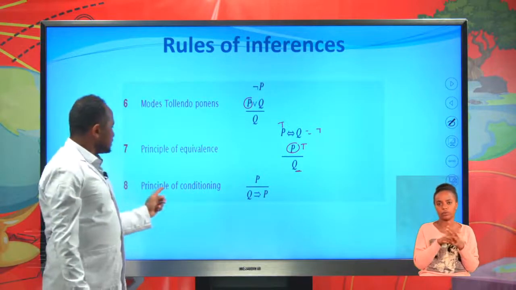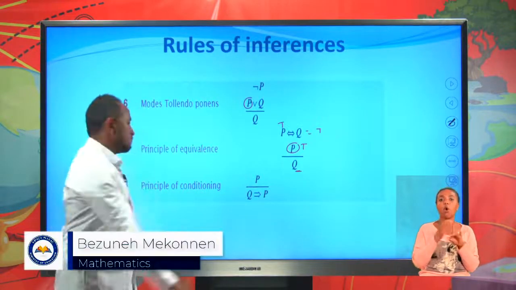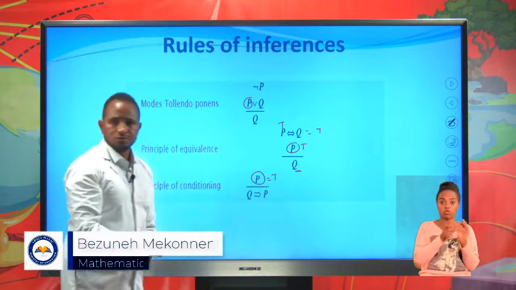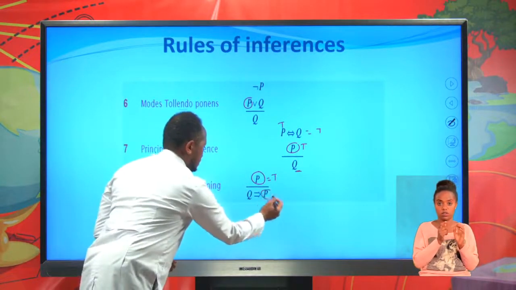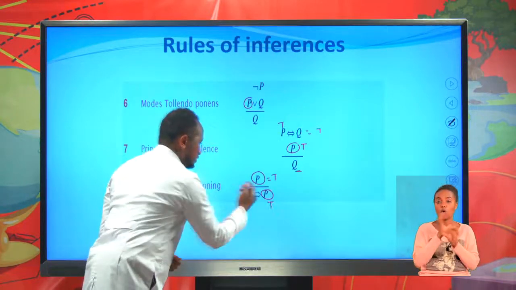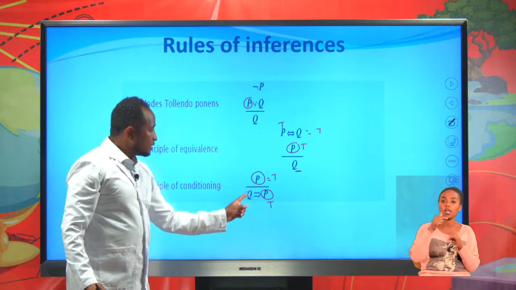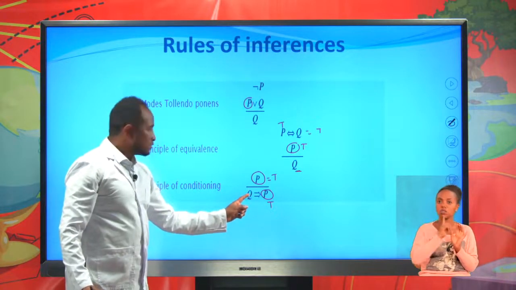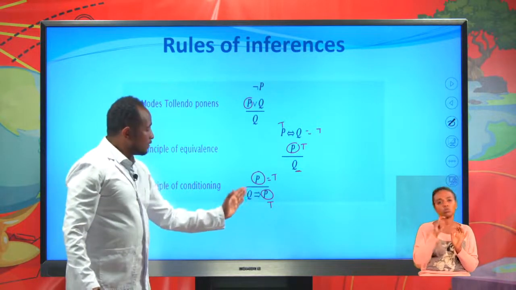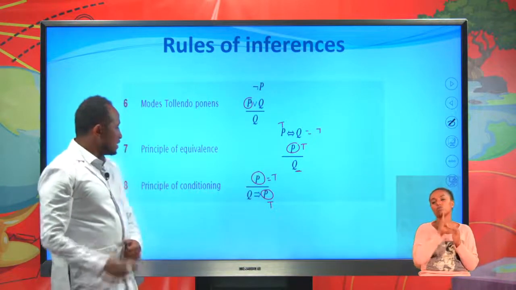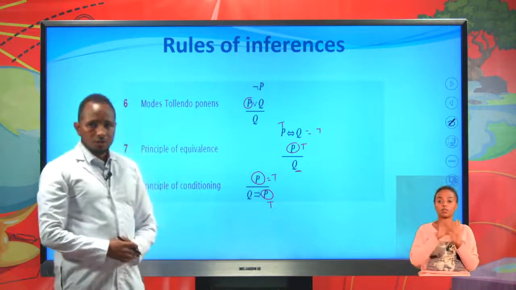Here, the principle of conditioning. If P is true, then Q implies P is true. Whatever the value of Q is, if it is true, true implies true gives you true. If it is false, false implies true also gives you true. So this is also valid. We call this the principle of conditioning.